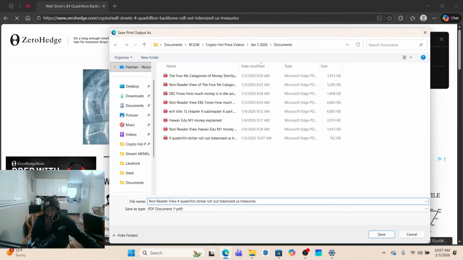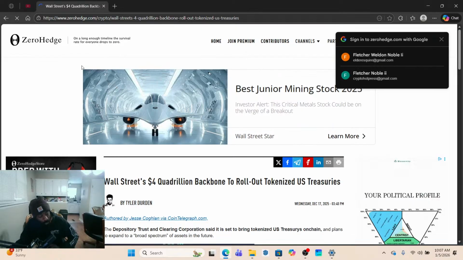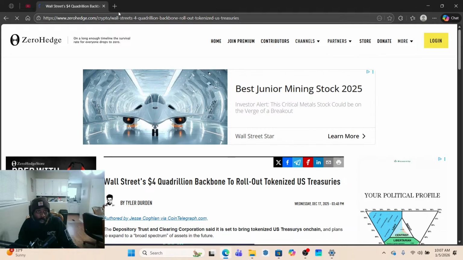So we have the non-reader view version of the PDF. So we have the timestamp, and then you can open up a Word document to highlight what you want out of the article, so you know where you're getting the information. I'm not worried about Zero Hedge right now. Okay, so why that is key: if they are rolling out tokenized treasuries, treasuries are M2, M3 money. I think it's M3 money.